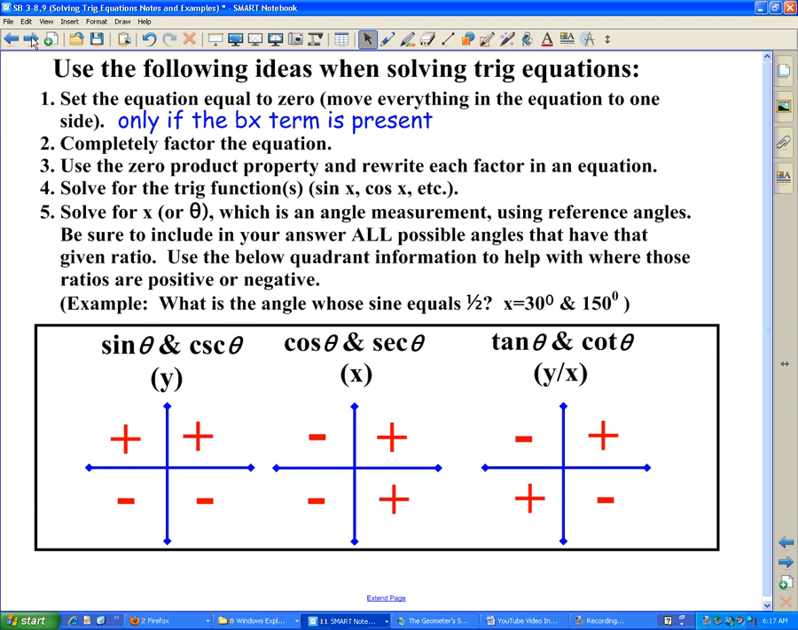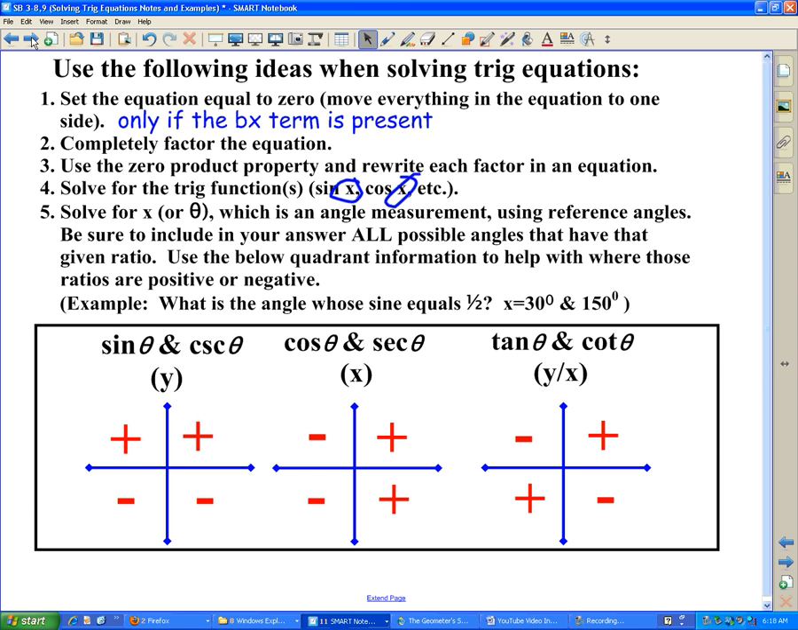Then you completely factor the equation. Then you use the zero product property, solving the trig function, instead of solving an algebra equation for x, you're solving for sine of x or cosine of x or secant of x or whatever. And then at the very end, this is the one thing that's different from solving all those algebra equations. We have to go to the table to figure out what angles are the answers, because remember, these variables, because they're inside of trig functions, are angles. So we have to figure out what angles they're asking for.